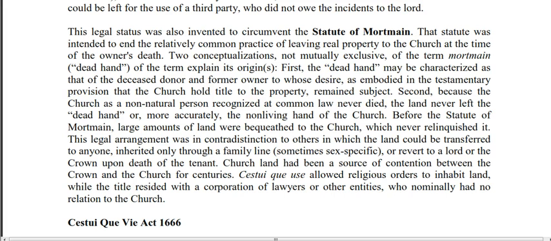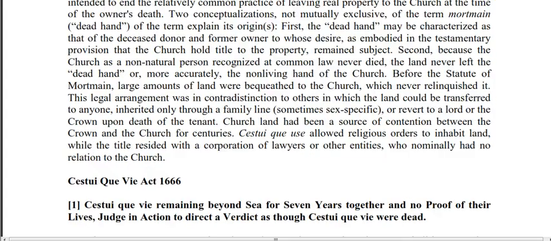Before the Statute of Mortmain, large amounts of land were bequeathed to the church, which never relinquished it. This legal arrangement was in contradistinction to others in which the land could be transferred to anyone, inherited only through a family line, sometimes sex-specific, or revert to a lord or the crown upon death of the tenant. Church land has been a source of contention between the crown and the church for centuries. Use allowed religious orders to inhabit land, while the title resided with a corporation of lawyers or other entities who nominally had no relation to the church.